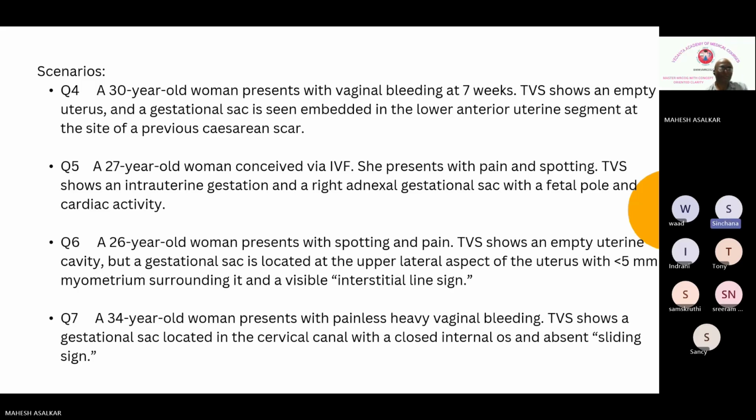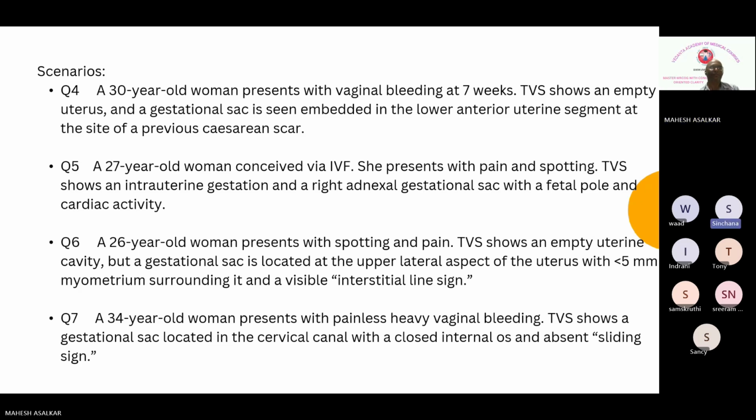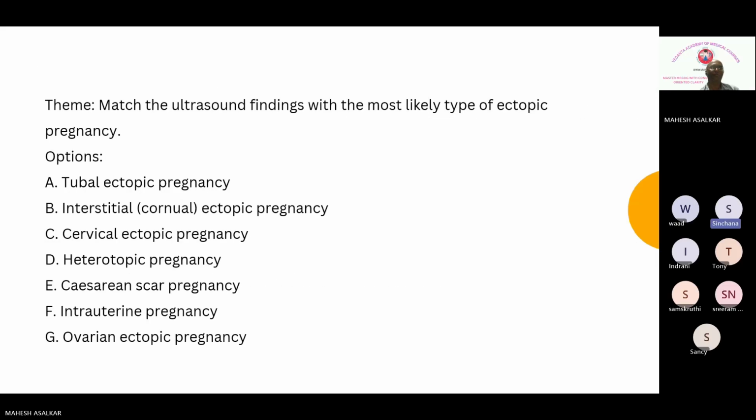A 30-year-old woman presents with vaginal bleeding at 7 weeks. TVS shows an empty uterus and a G-sac embedded in the lower anterior uterine segment at the site of the previous cesarean scar. This indicates cesarean scar pregnancy. Option is E. Next. A 27-year-old woman conceived through IVF. She presents with pain and spotting. TVS shows intrauterine gestation and a right adnexal G-sac with a fetal pole and cardiac activity. The diagnosis is tubal ectopic pregnancy.